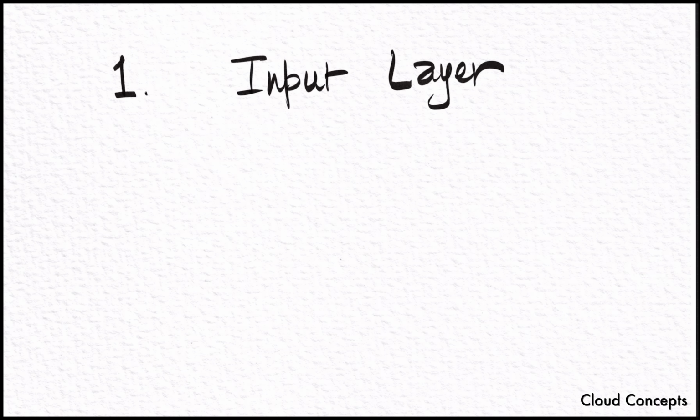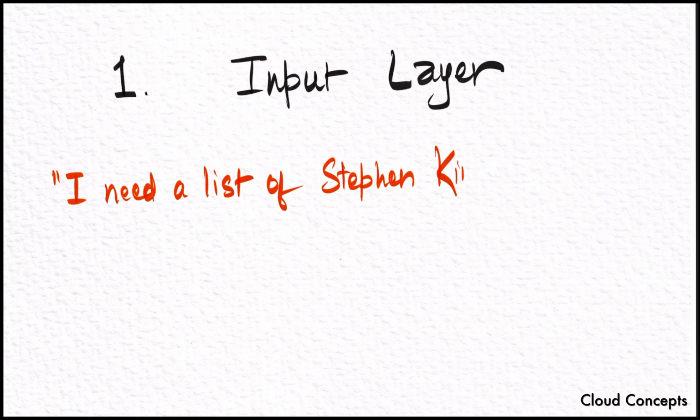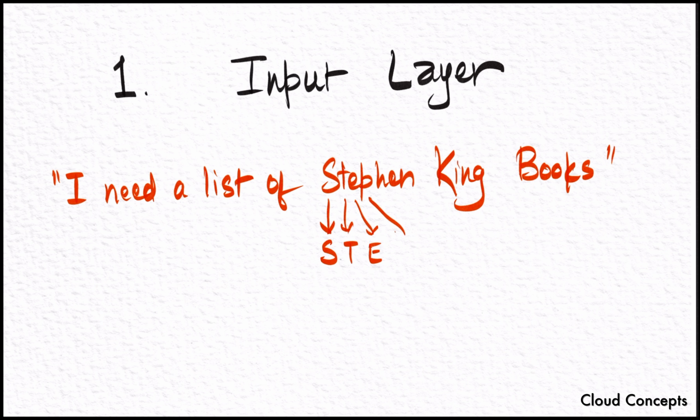The first step is the input layer. This is where the text you type in gets converted into numbers. Each word or piece of a word is mapped to a specific numerical vector through a process called tokenization.